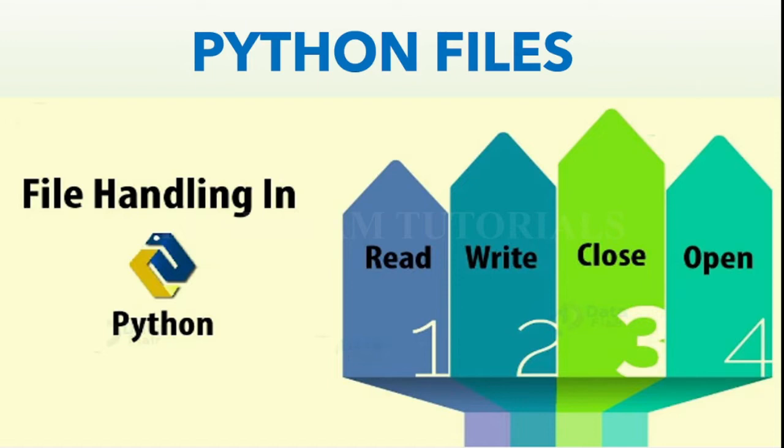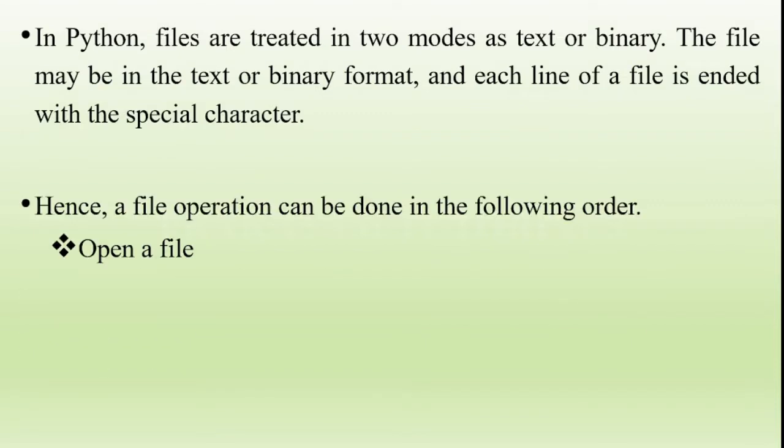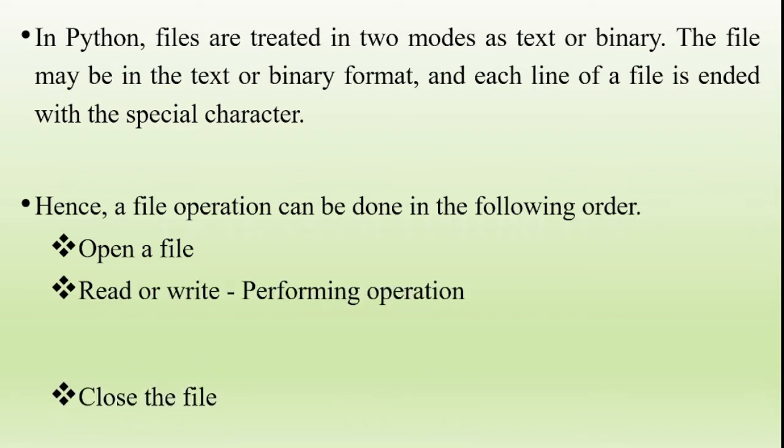In Python, a file operation can be done in a particular order. That order is: open a file, read or write the file, and close the file. Read and write are used to perform the particular operation. First we are going to discuss the working of the open function.